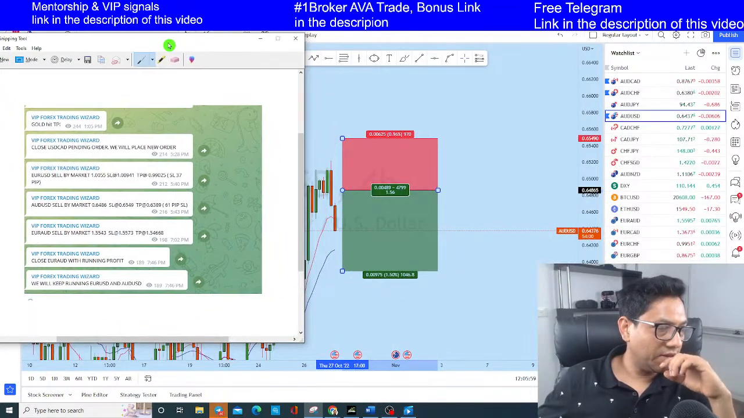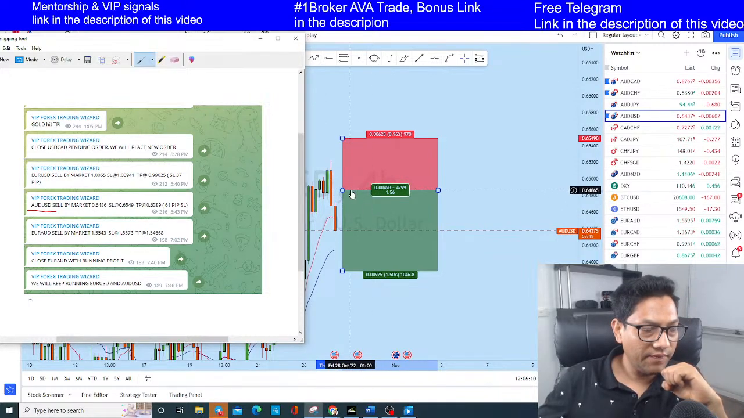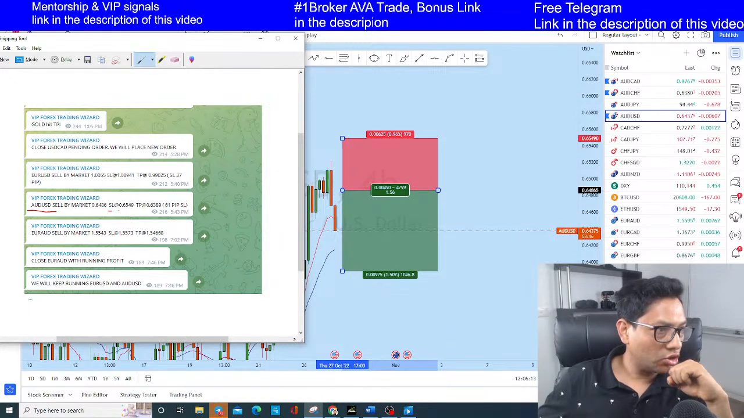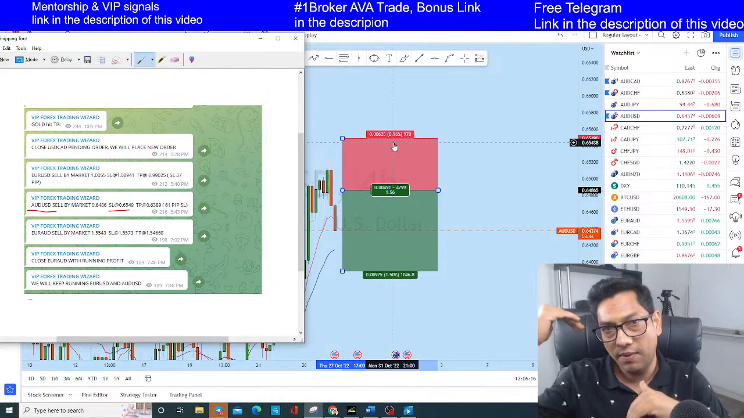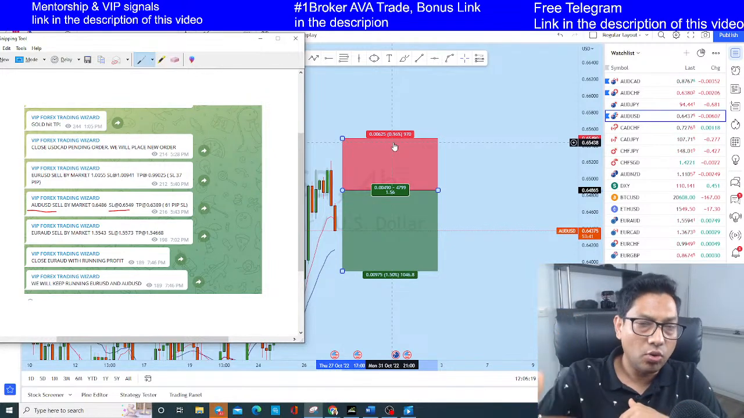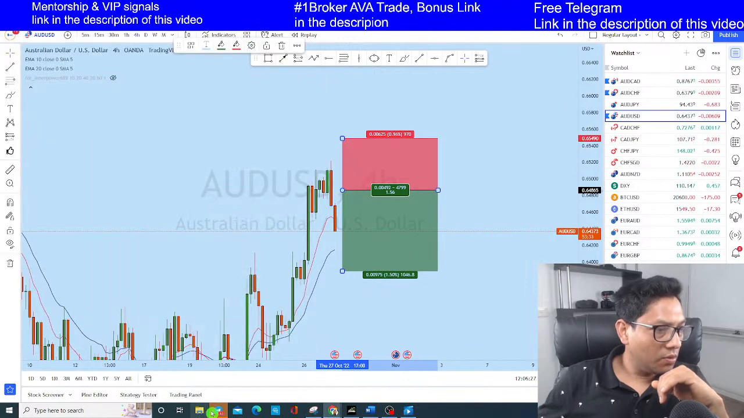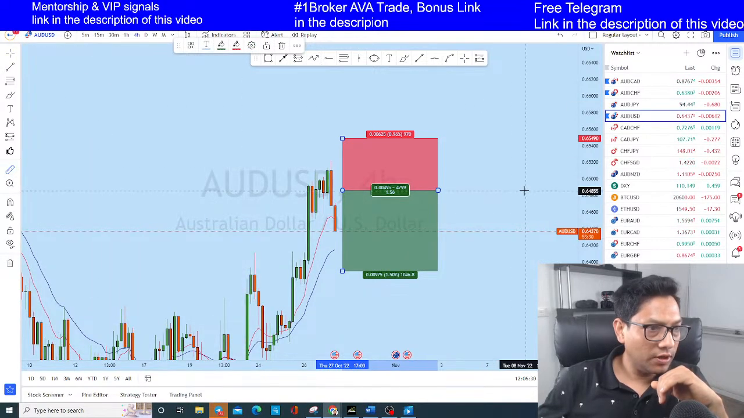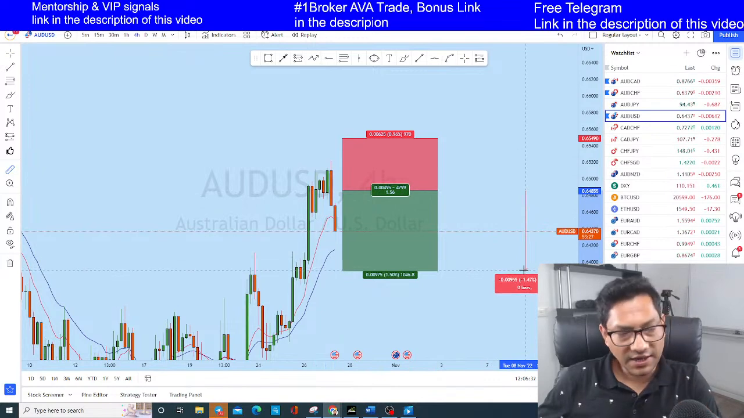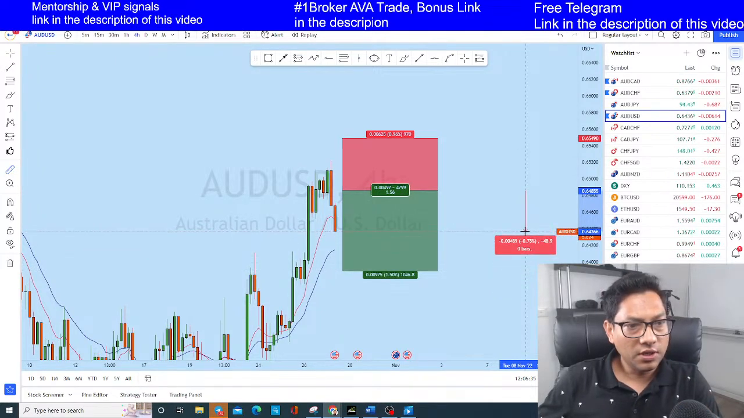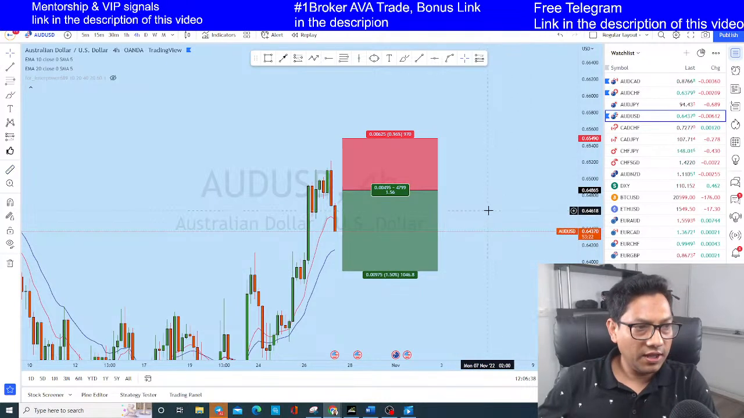This is the trade that, as you can see in our private VIP Telegram channel, we sent out: Aussie dollar sell by market at 0.6486. We sold at this level when the price was here, and I put a bit higher stop loss above the weekly level, so that in case of a spike we are not stopped out, and take profit is here. We have around a 96 pip profit target, and we are running around 50 pips of profit already in this trade.